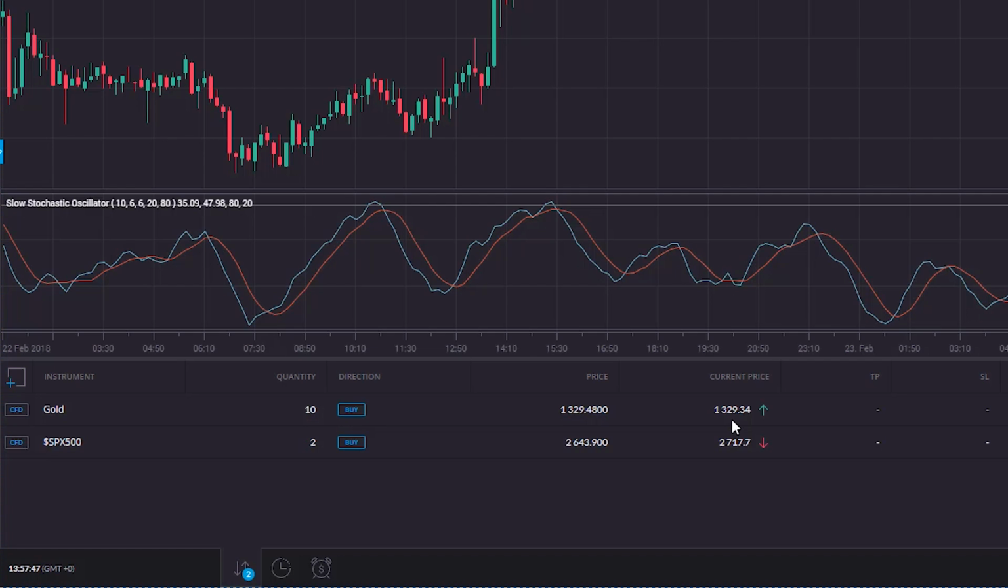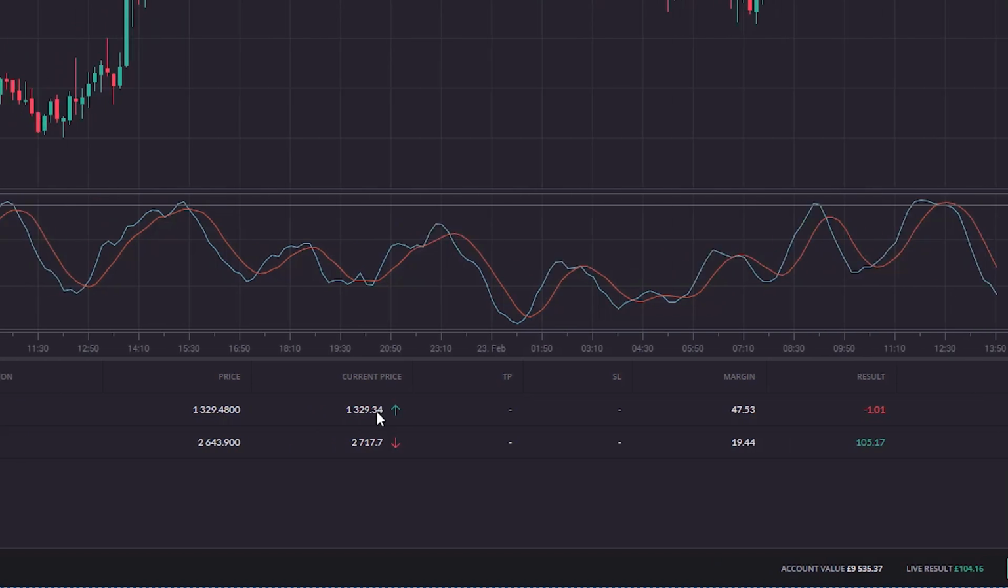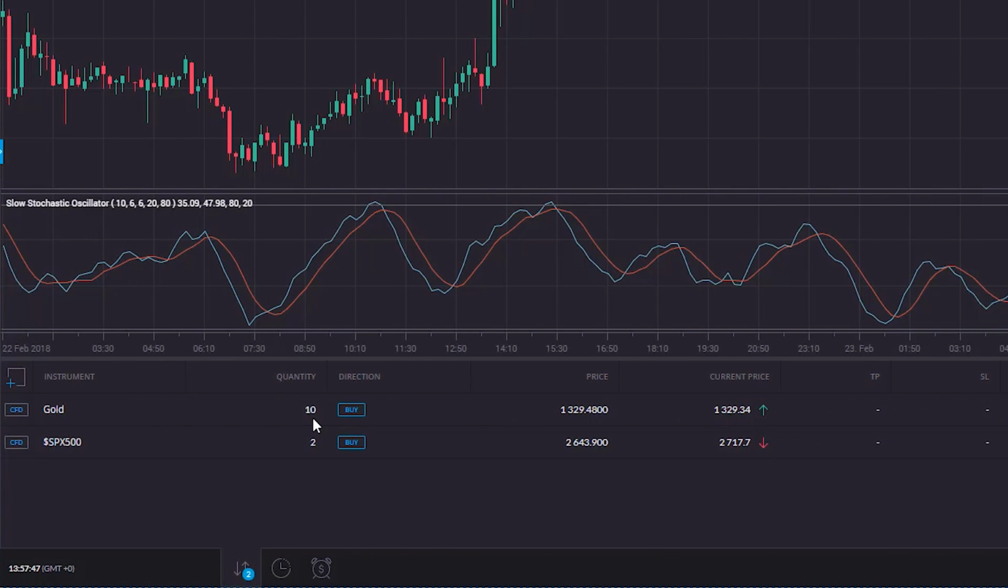So what does that translate into in terms of profit or loss? On my account, I'm just losing just over £1. So in dollar terms, to do the maths quickly in my head, it's about $1.40. So the market's dropped 14 cents. In dollar terms, I've lost $1.40. So each 1 point movement in gold, if I'm trading 10 units, equates to 10 cents of risk.